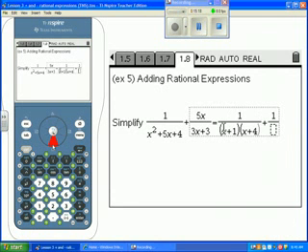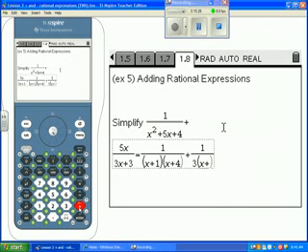And then we're still going to have 1 in the numerator. Our denominator, when we factor, we're going to get 3 times x plus 1. Good, that's one of our GCFs.